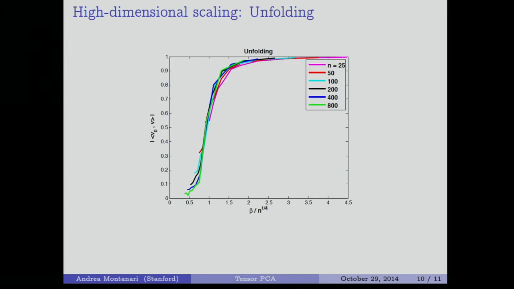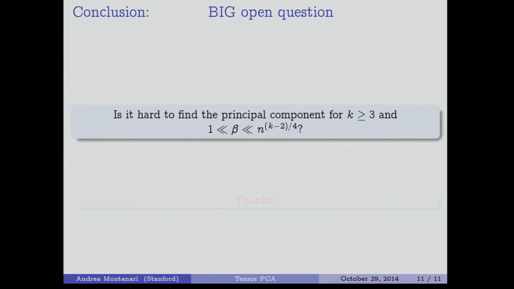Okay, so this is basically all. Here there is clearly one big open question that I think is worth pursuing: given a tensor of this type with beta, 0.1, is it hard to find the principal component? I don't know how to answer that question.